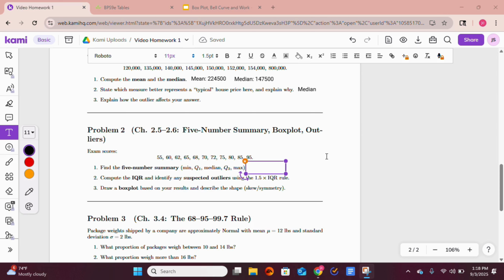The minimum is easy. We'll just find the smallest number in the set. And since it's in ascending order, we can pick out that 55 is the smallest. So 55 is our minimum. We can go ahead and find the maximum the same way, since it's just the largest number. So our maximum would be 95.